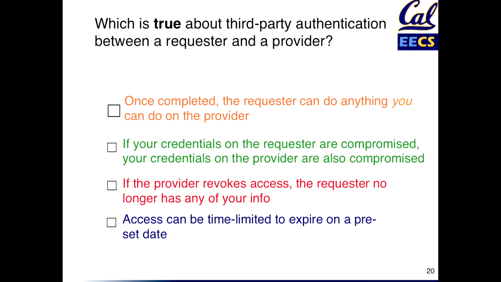Once completed, the requester can do anything that you could have done on the provider. So Rotten Potatoes can do anything that you yourself could have done when logged in to your Twitter account. If your credentials on the requester are compromised, in other words, if the Rotten Potatoes credentials or Rotten Potatoes database is hacked, then your credentials on the provider, i.e. Twitter, are also compromised. If the provider revokes access, in other words, if Twitter says no more, the requester, Rotten Potatoes, no longer has any information about you. Or access can be time limited so that it expires on a preset date. That, for example, one response from Twitter to Rotten Potatoes could be, yes, you can have permission, but only up until this long. After that time, I'm going to revoke it, and you'll have to re-authenticate. So which is true?